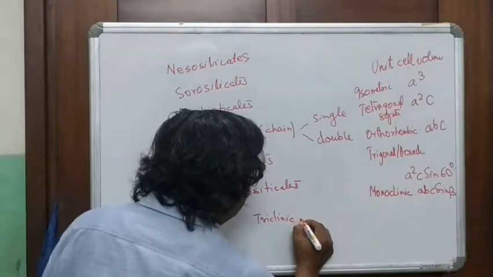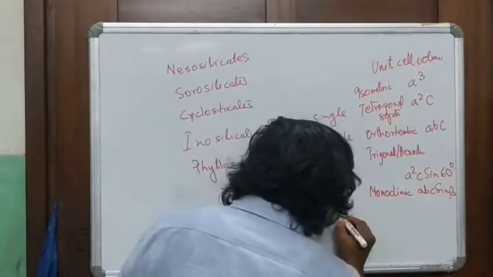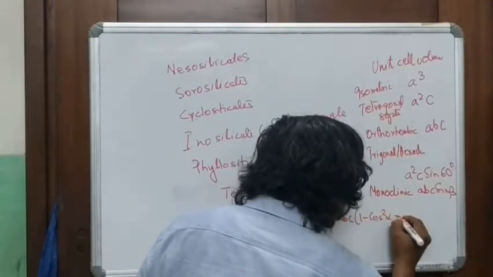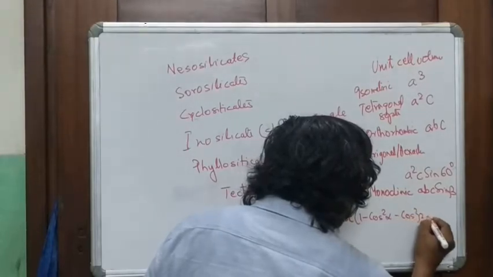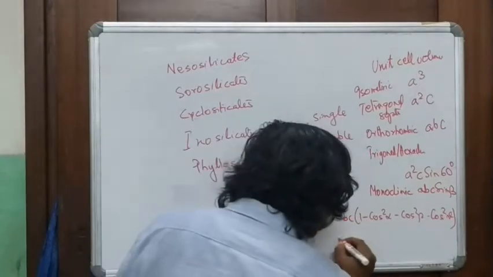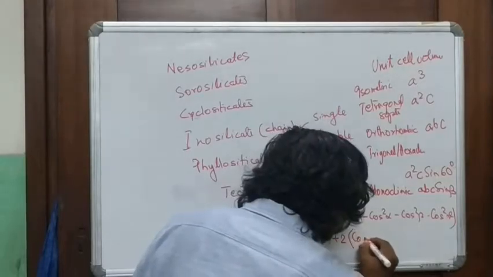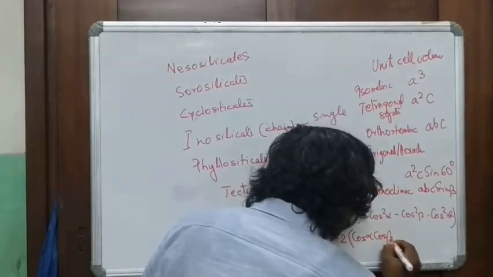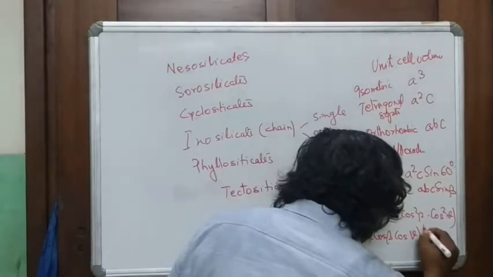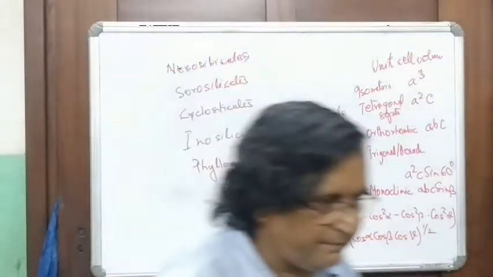Unit cell volume, triclinic system. This is ABC into 1 minus cos square alpha minus cos square beta minus cos square gamma plus 2 into cos alpha, cos beta and cos gamma, and this is raised to the power half. So that is the unit cell volume for a triclinic system.